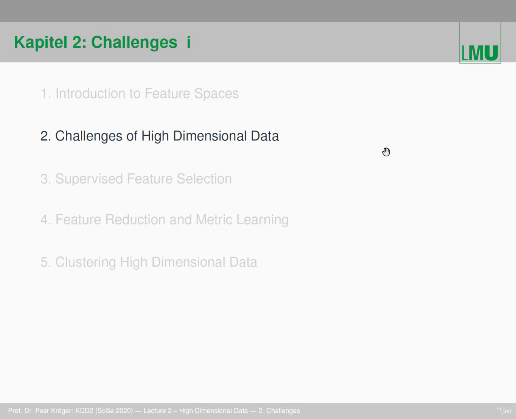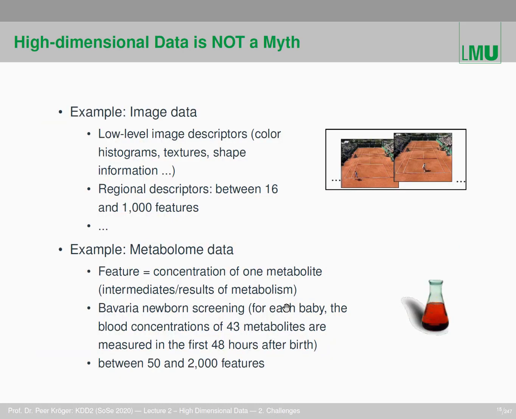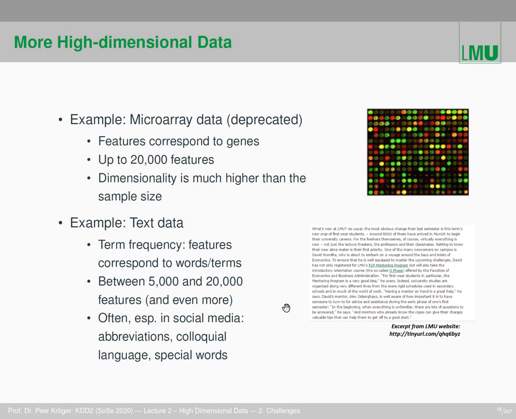And then we talked about challenges of high-dimensional data, why we should care at all about high-dimensional data. So we had this very funny baby shape game before, where we discovered that if we have a lot of features that may reflect different semantic concepts, different semantic layers, we may also end up in different concepts, different patterns in the data, of course. And of course, the probability that we have such scenarios increases with increasing dimensionality of the data space. So yeah, we talked about that high-dimensional data actually exists.